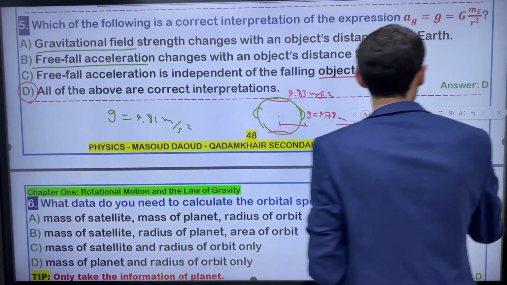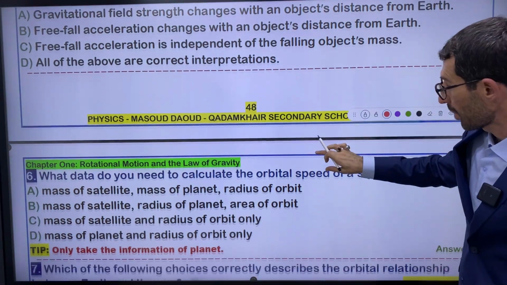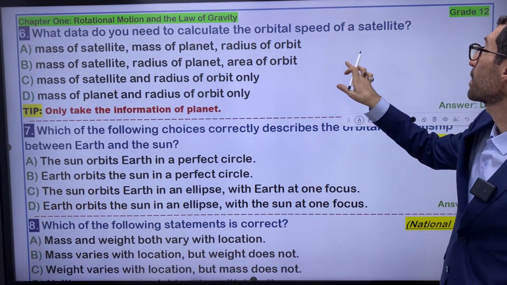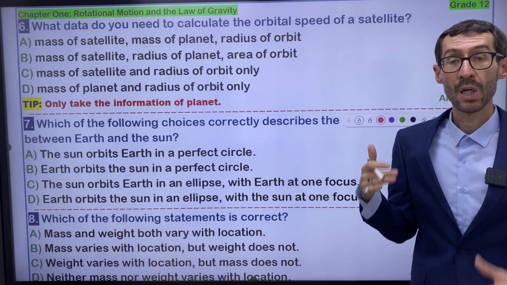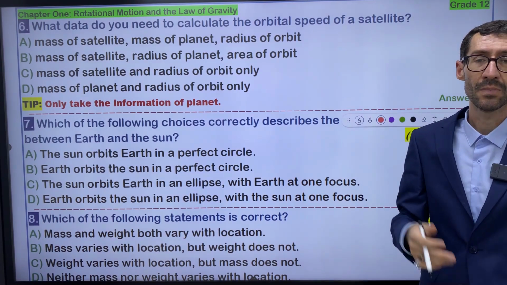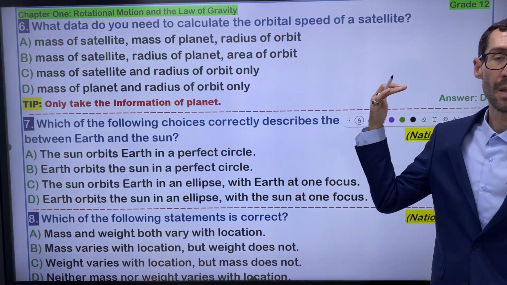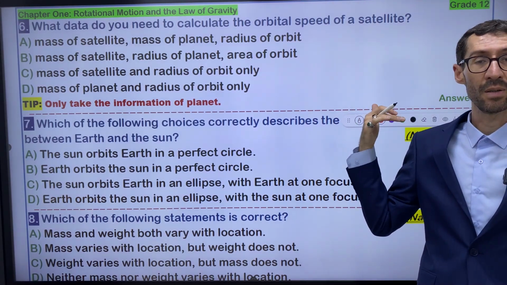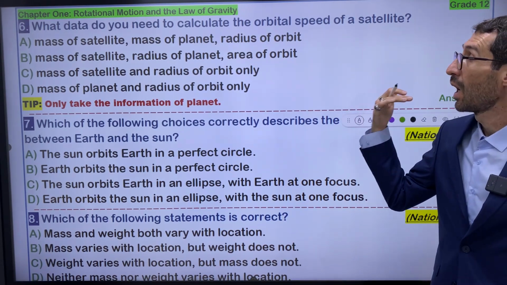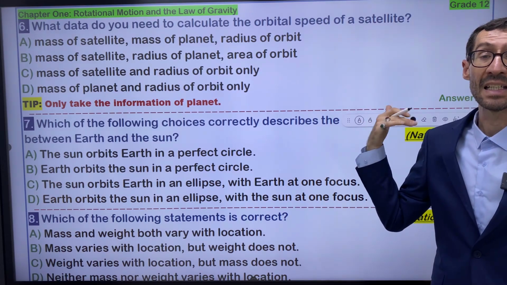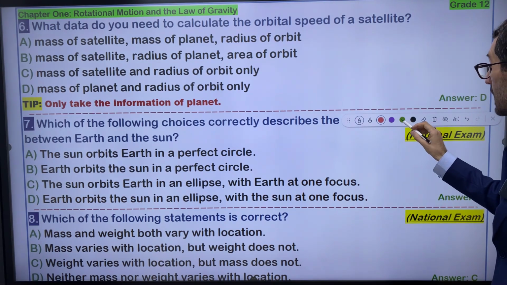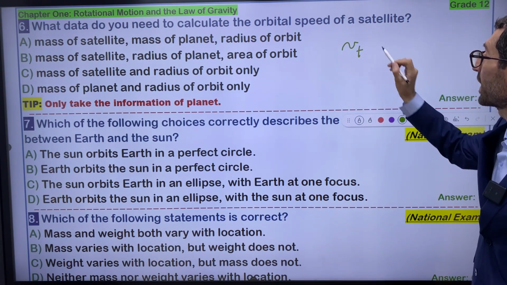Let's move on to question number 6. What do you need to calculate the orbital speed of a satellite? We want to measure the tangential velocity, or tangential speed, of the satellite. Which information is needed for this purpose? So we look for VT.